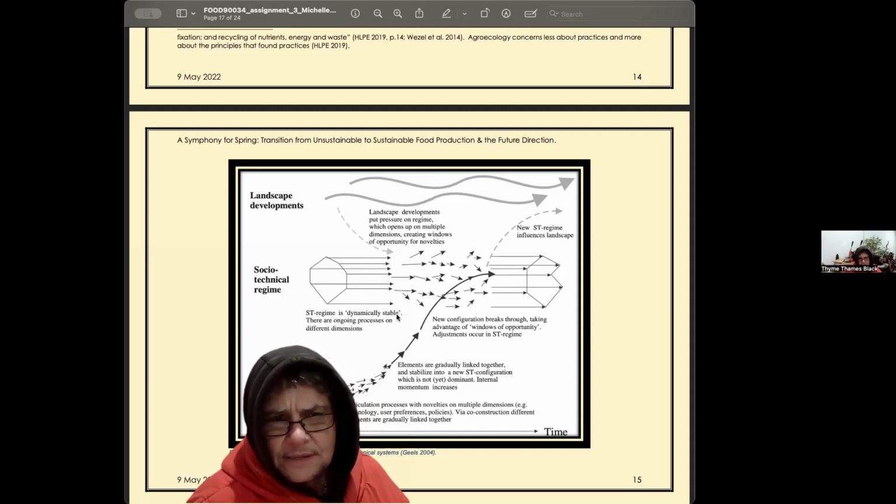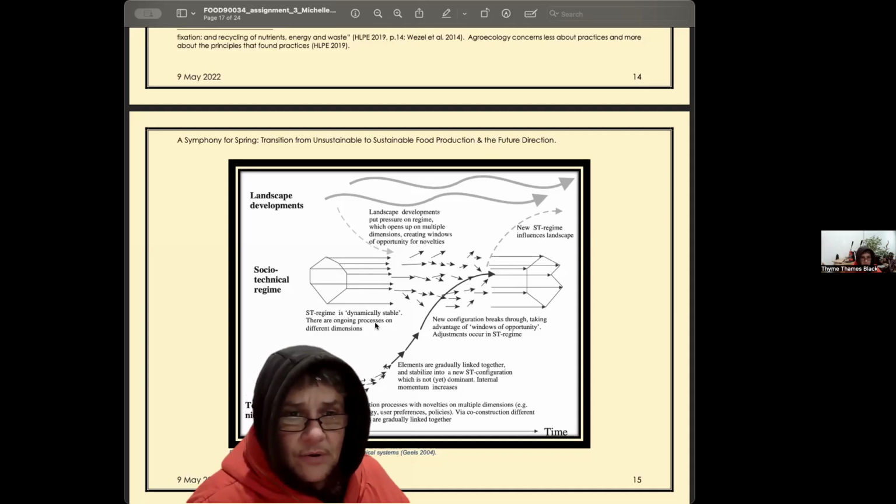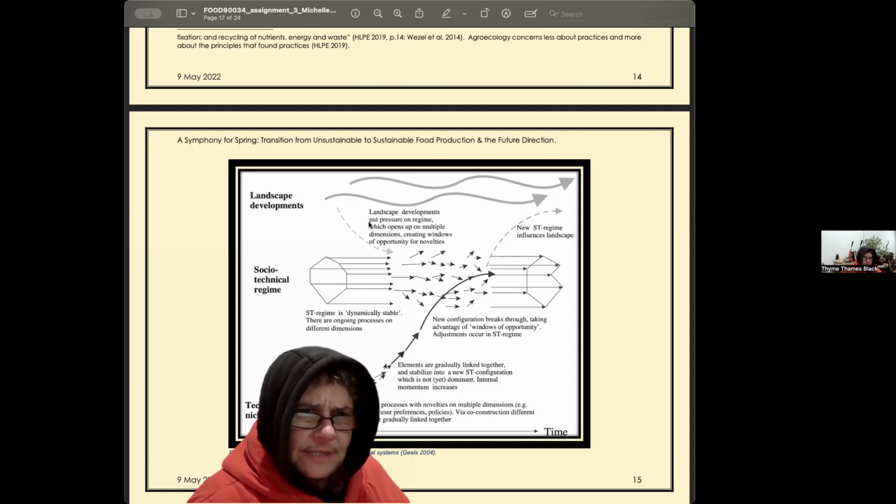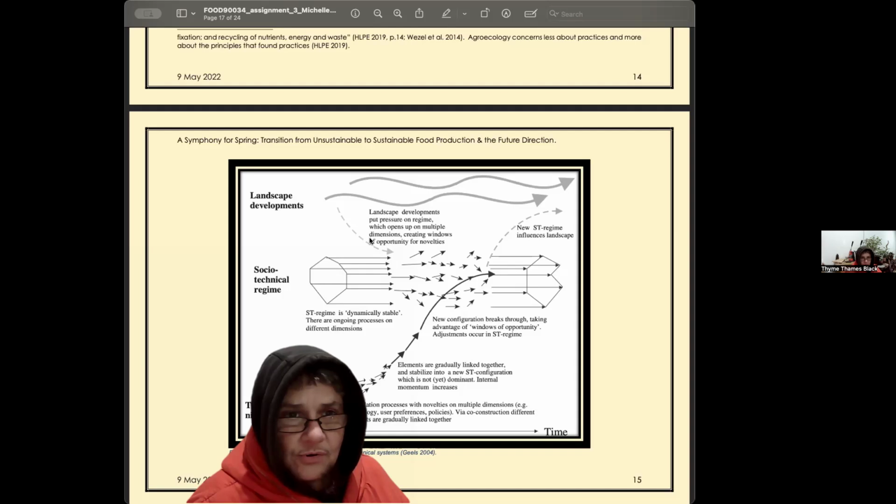That would be called metastability. There are ongoing processes on different dimensions, and the new socio-technical regime influences the landscape. Landscape developments put pressure on regimes, which opens up on multiple dimensions, creating windows of opportunities for novelties.